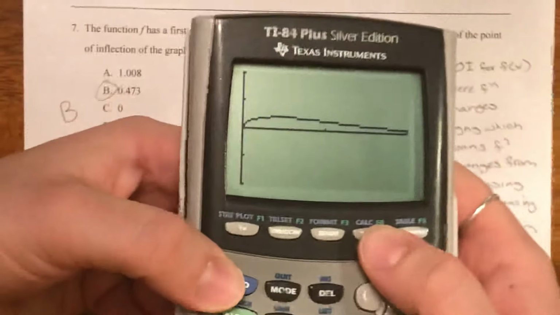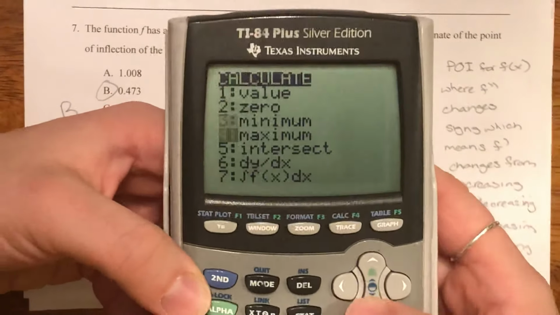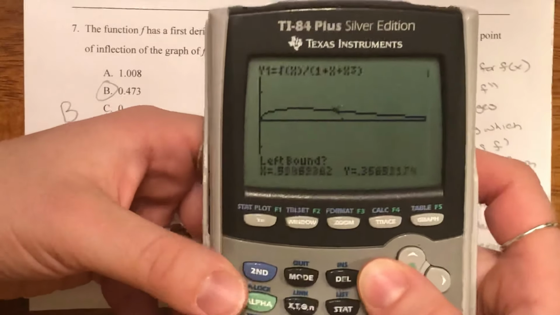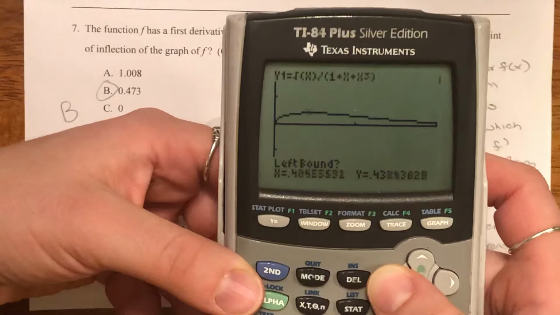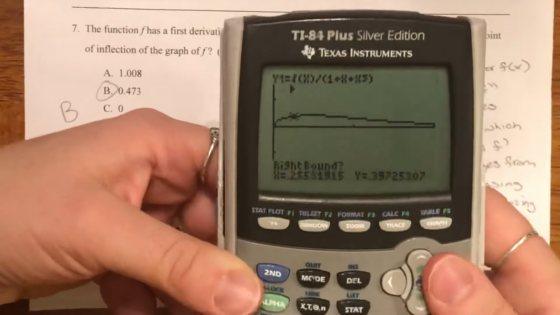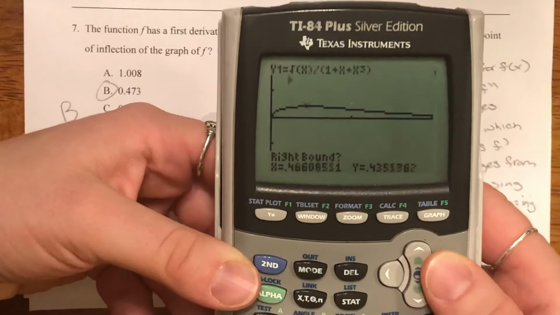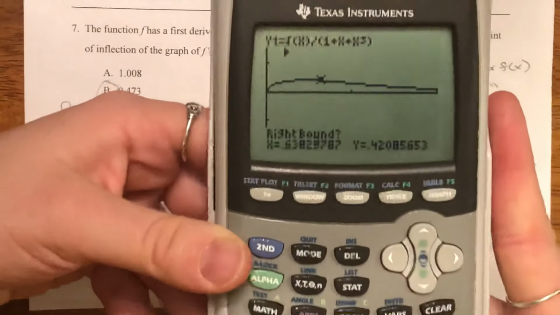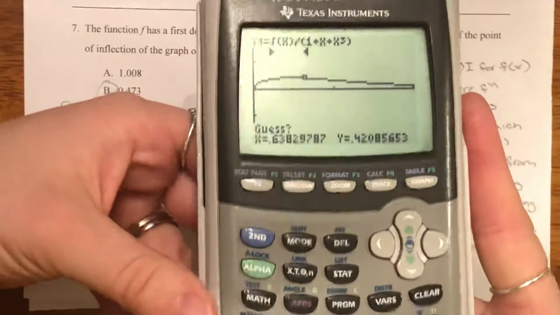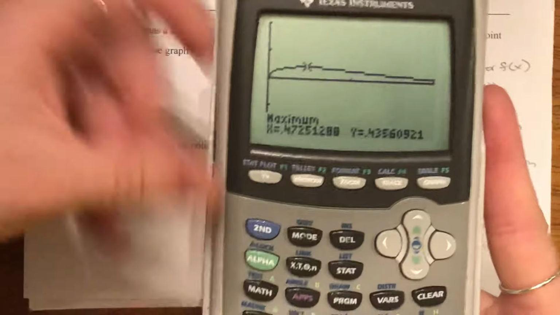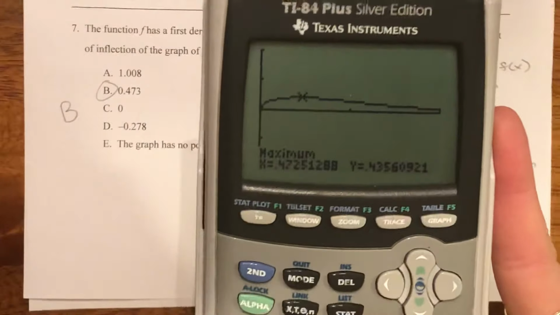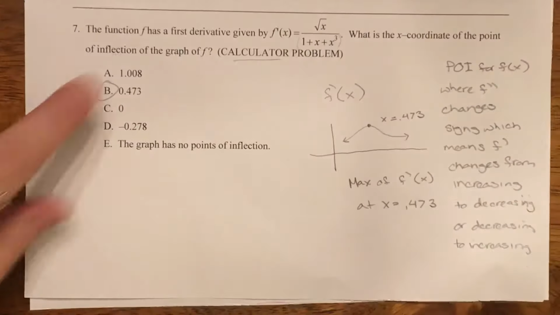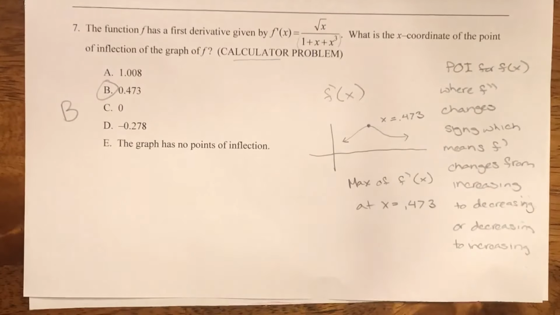So I write second calc maximum. And then you go left bound. So I'm going to go to left of that place where I can see it being in a max. Right bound. Push enter. And then it says guess. All I'm going to do is push enter again. Hey, I get 0.4725. If I was truncating, I would say 0.472. But because the answer is rounded, I'm going to go with that one.